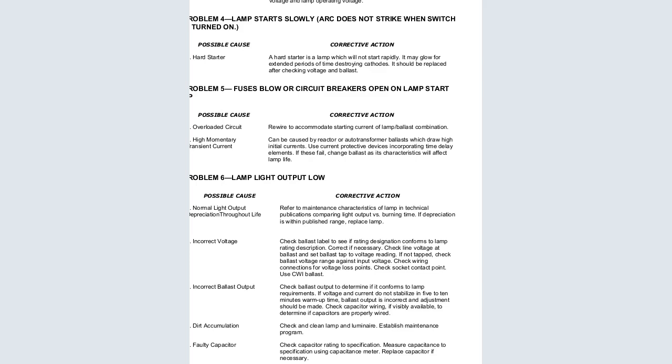And then problem 5, that is the fuse blows or circuit breaker opens on lamp start. When the lamp starts, the circuit breaker opens.